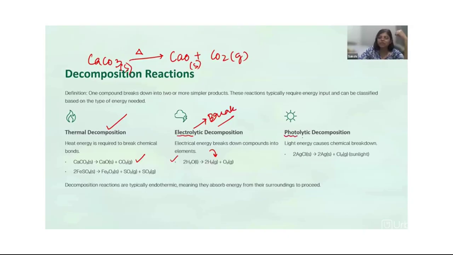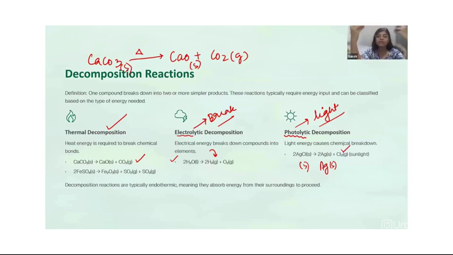Next is photolytic decomposition. What do you mean by photolytic? The word photo means light, right? That means in the presence of sunlight or light, silver chloride, which is in solid state, breaks down into silver, which is in solid state. Chlorine gas is released. This takes place in the presence of sunlight.